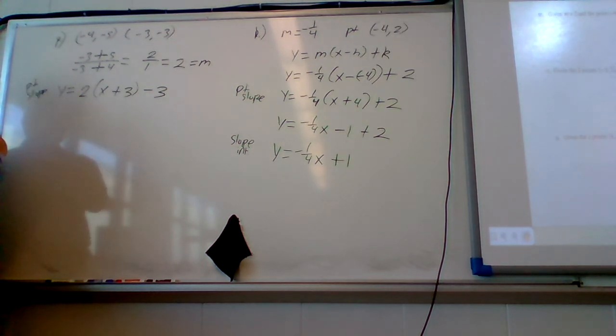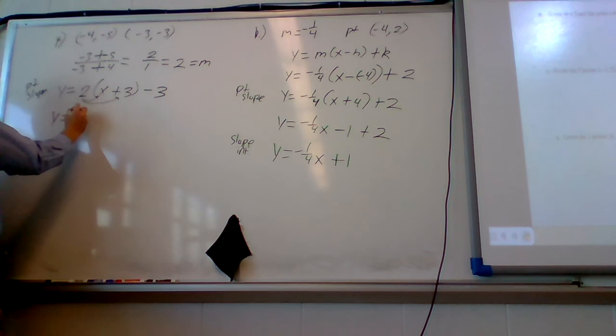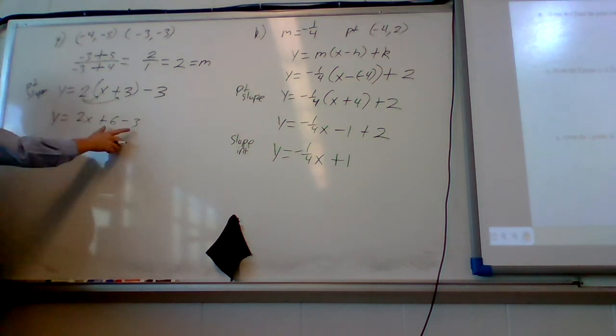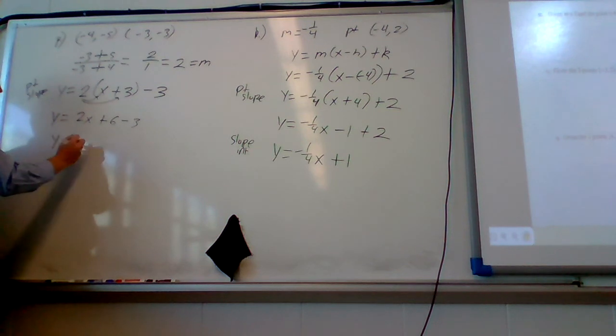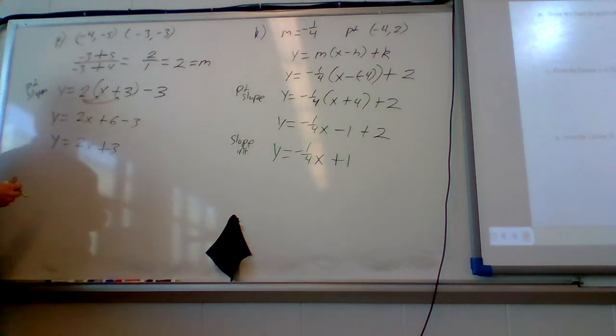And then turn it into slope-intercept form, distribute our 2. So 2 times x, 2 times 3. And then combine our like terms, so y equals 2x plus 3.